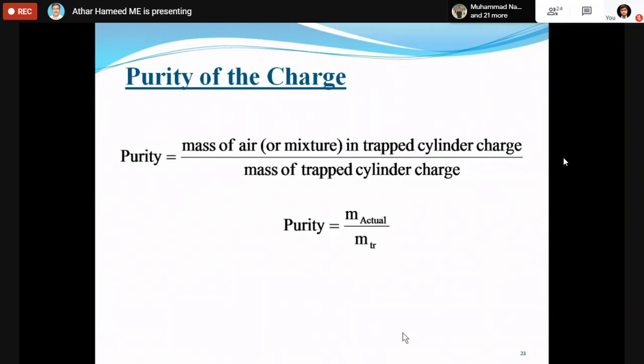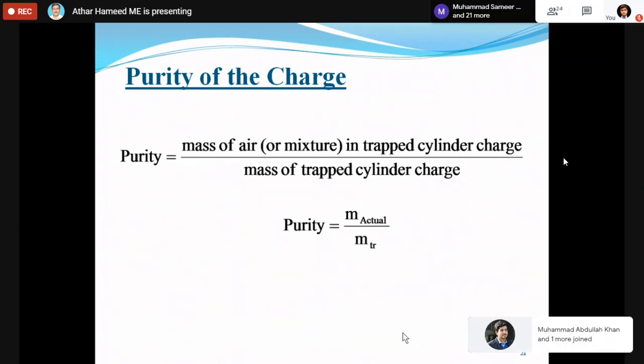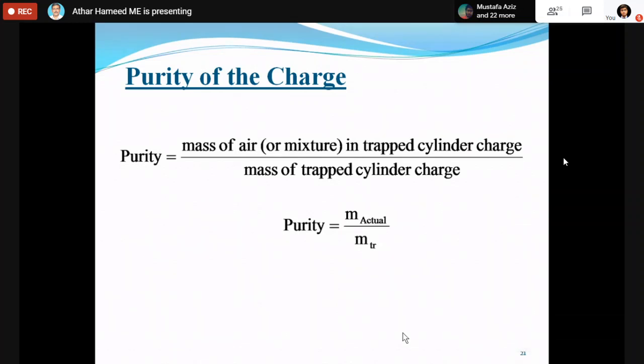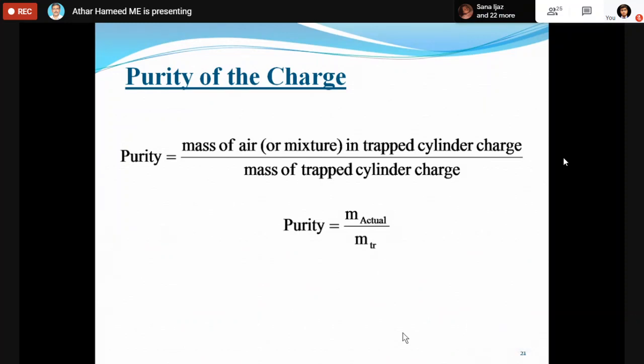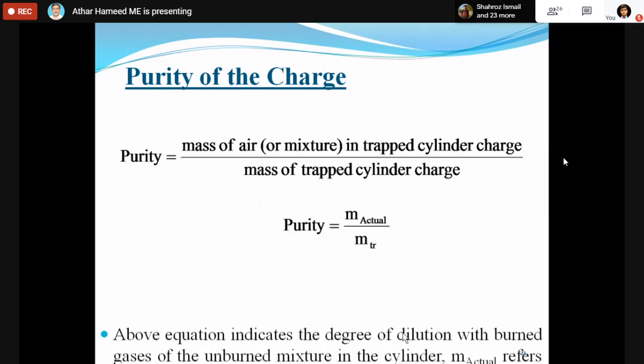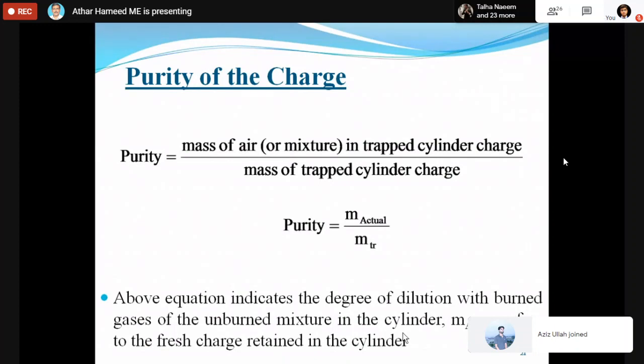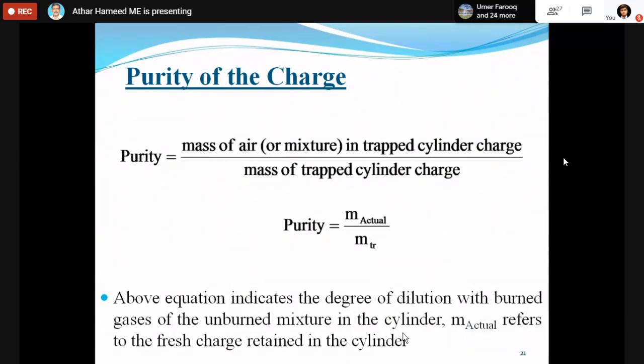Now purity of the charge, I told you yesterday, is the actual mass divided by trapped mass. So whatever is trapped, whatever is actually inside it, is the purity. How pure is it, right? What we talk about is how much of the charge in the cylinder when the exhaust valve is closed is pure. This is known as purity. It indicates the degree of dilution with burned gases of the unburned mixture in the cylinder. M actually refers to the fresh charge retained in the cylinder.